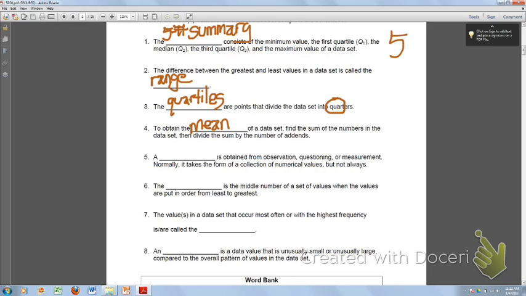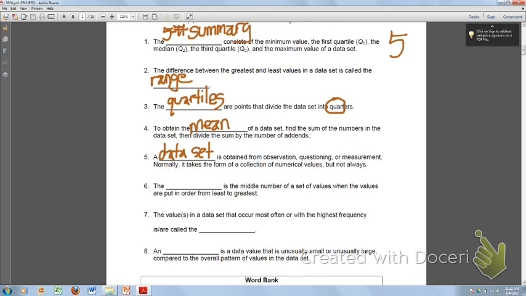Number 5 says a blank is obtained from observation, questioning, or measurement. Normally it takes the form of a collection of numerical values, but not always. So a blank is obtained from observation, questioning, or measurement. And looking at your word bank, that looks like it would be your data set. So we get data from observing, from calculating, questioning, measuring.